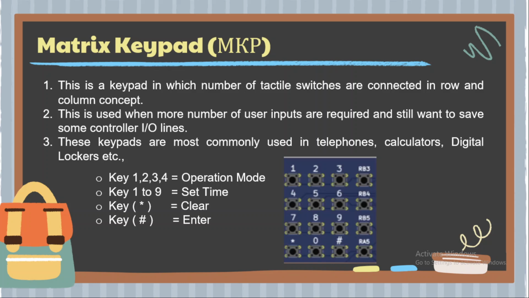Matrix keypad. This keypad has a number of tactile switches connected in rows and columns concept. This is used when a larger number of user inputs are required and we still want to save some controller pins. This keypad is most commonly used in telephones, calculators, digital lockers, etc. From key 1 to 4, we select the mode of operation. Also from 1 to 9, we set time or temperature. Key star for clearing and key hashtag for entering.